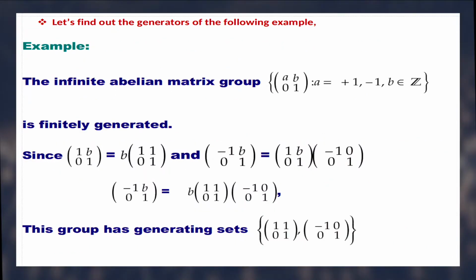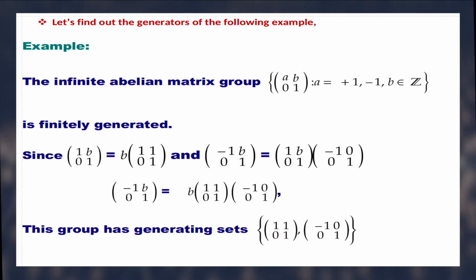Let us find out the generators of the following example. See this, the infinite abelian matrix group, the set of 2 by 2 matrices (a, b; 0, 1) such that a is equal to +1 or -1, and b belongs to the integers Z, is finitely generated.